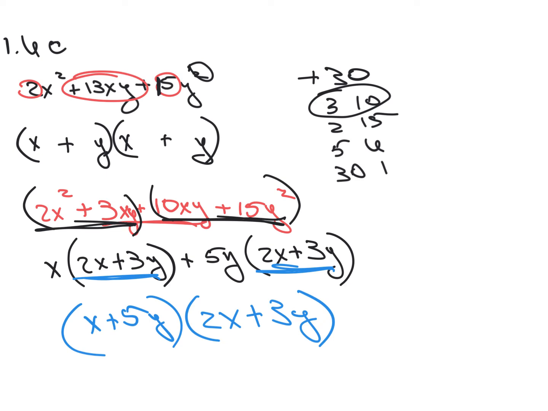So notice we have the y here and the y here, because when we do the last terms, when we're doing FOIL, 5y times 3y is our 15y squared. Our x plus 2x is our 2x squared. And then when we do the inside, we get 10xy, outside 3xy, which are these two here. Add those together, and we're back to our 13xy.